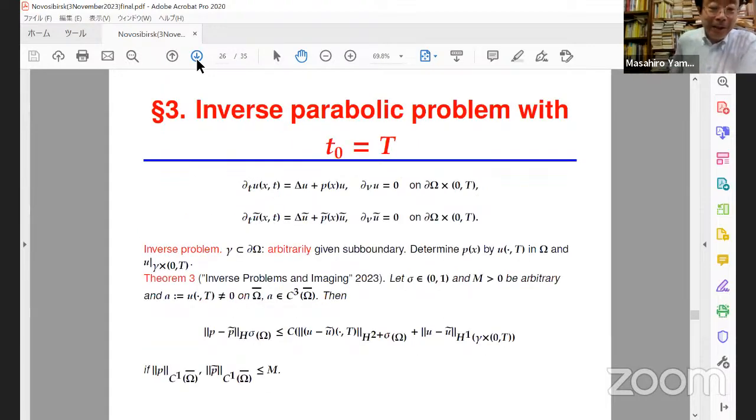Then also if t is equal to capital T, this is the final overdetermination, but we don't know the initial value. Then in that case, we assume a homogeneous Neumann boundary condition. Then we can prove global, not global, sorry, Lipschitz stability. Namely, this is the capital T spatial data at the final time capital T, and that is the Cauchy data. And of course, the initial value is not extremely smooth.